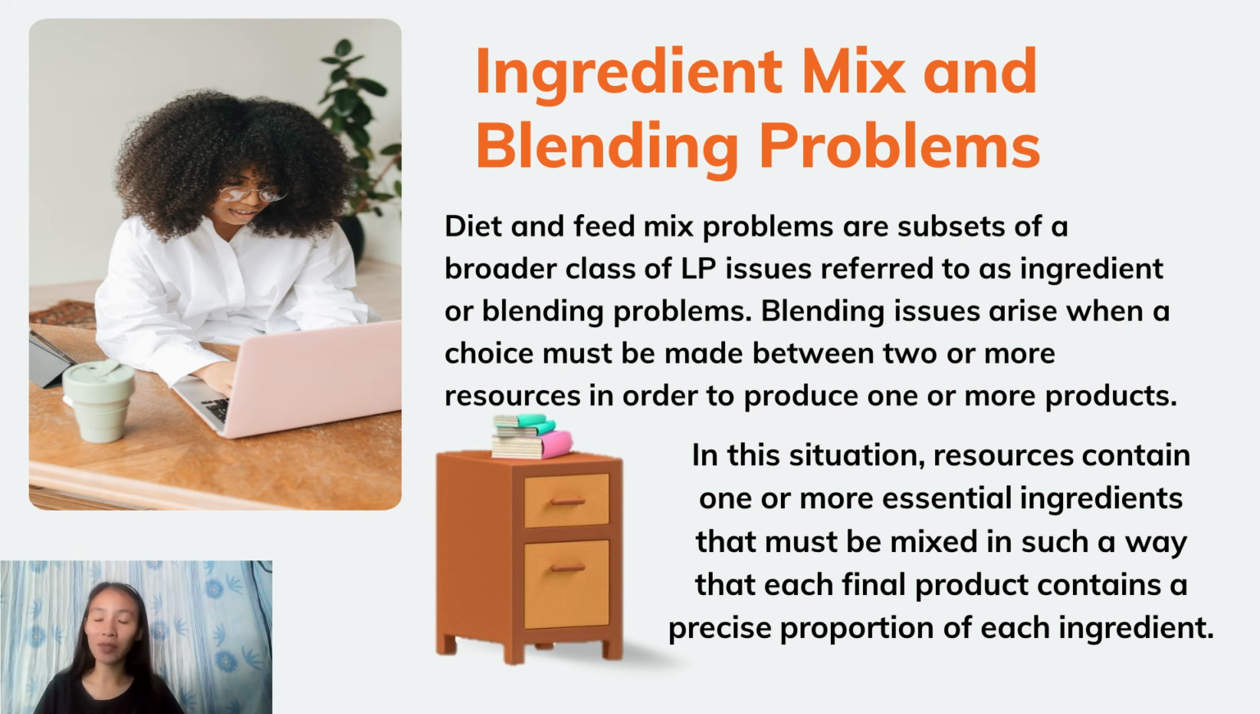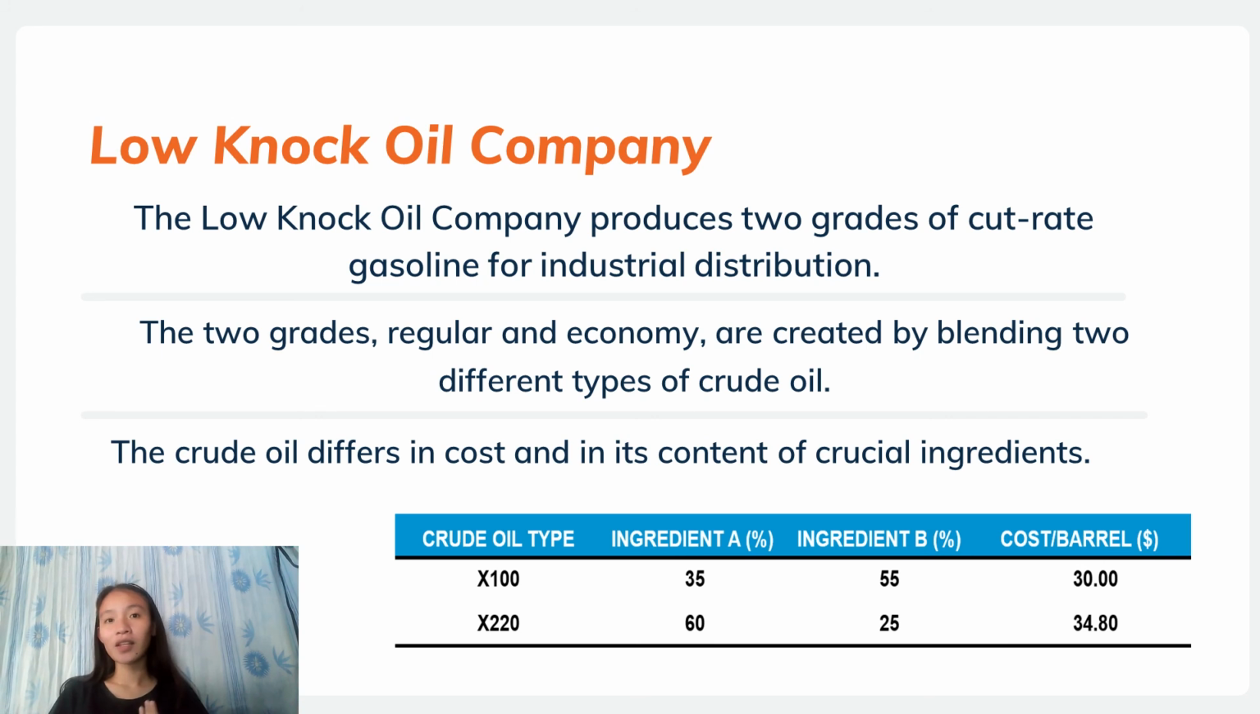So an ingredient mix and blending problem is about just a mixing of important ingredients to form a final product. Then, the product contains a specified amount of each ingredient. Our example for this problem deals with an application of linear programming in the petroleum industry, the blending of crude oils to produce refinable gasoline.